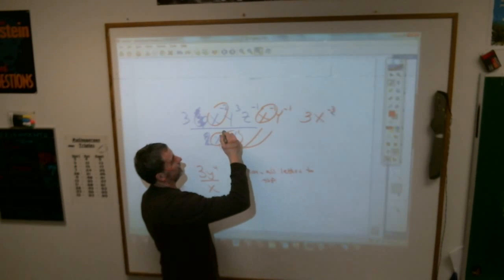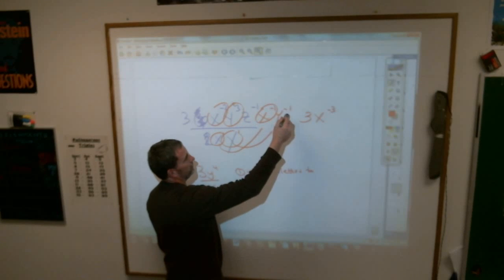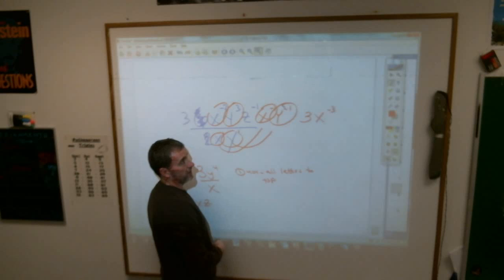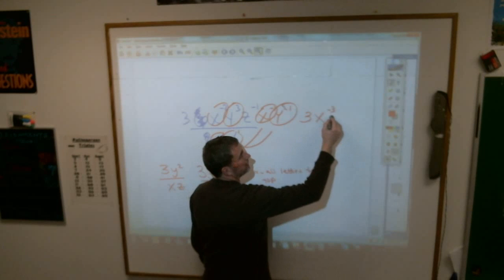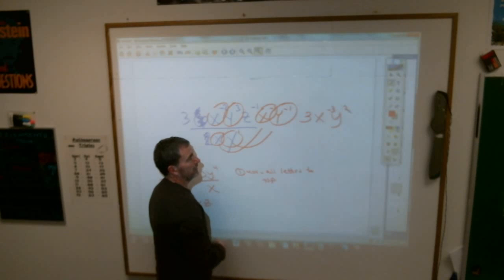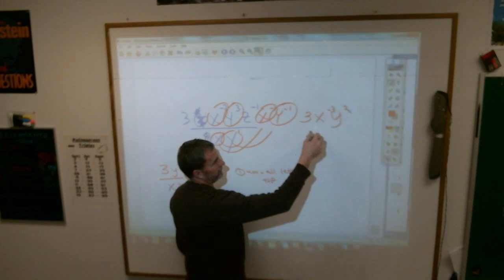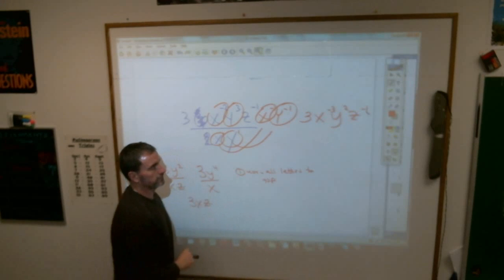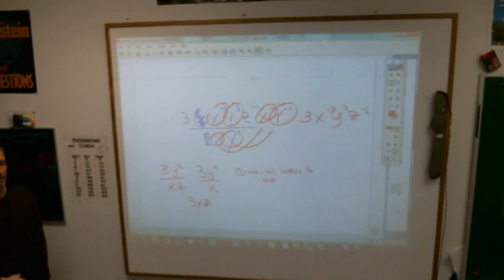If I have a y to the positive 3 and put it with a y to the negative 1, add those exponents together, you get positive 2, correct? 3 minus 1 is 2. The z doesn't have anybody to combine with, it still stays z to the negative 1. Now my job is just about complete.